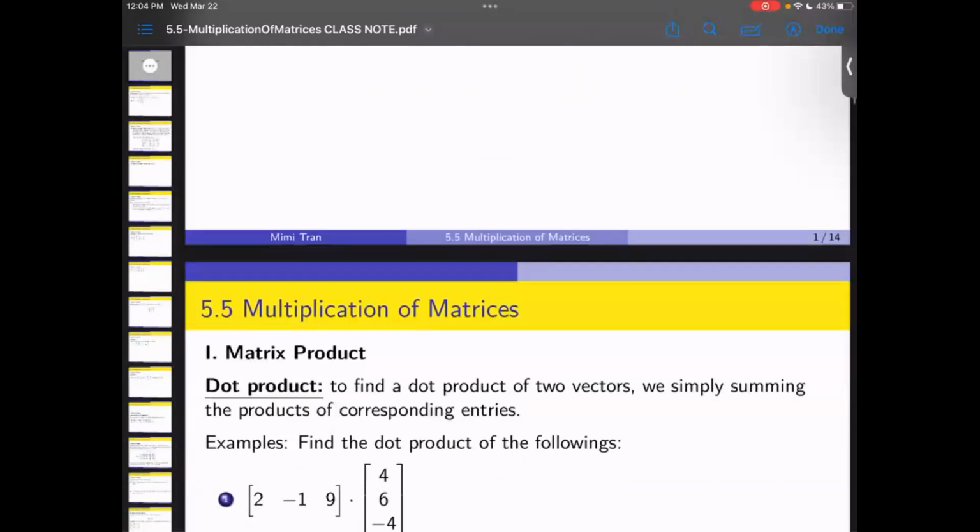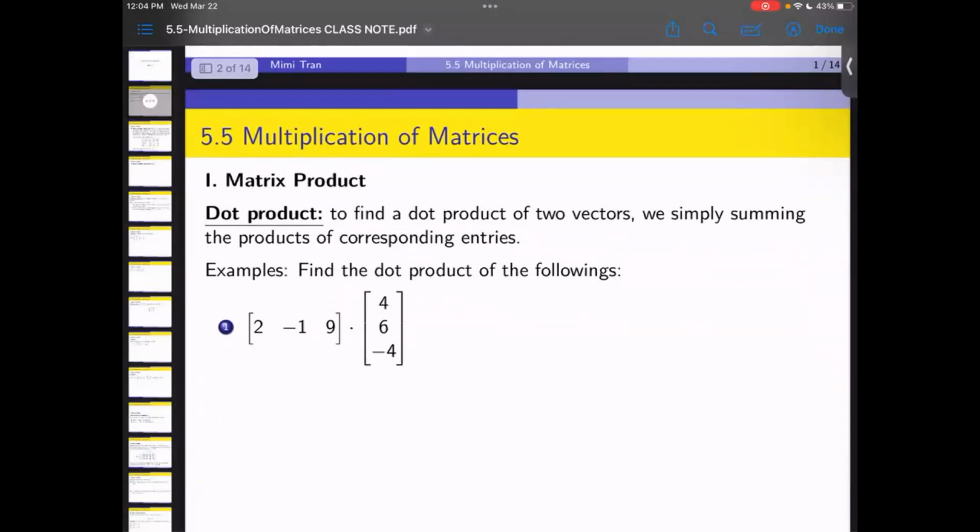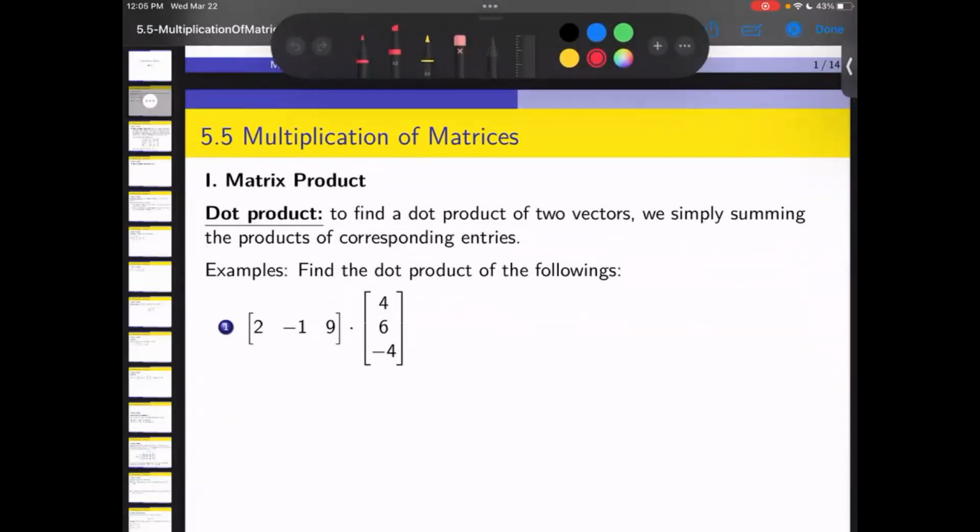Multiplication of matrices. Let's start out with the dot product. I want to find the dot product of the two vectors. When I say vectors, then either you have a row matrix or a column matrix. Right? So to find the dot product of two vectors, we simply sum the product of all corresponding entries.